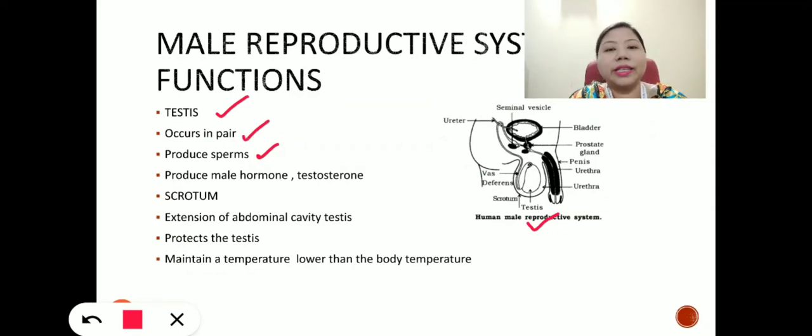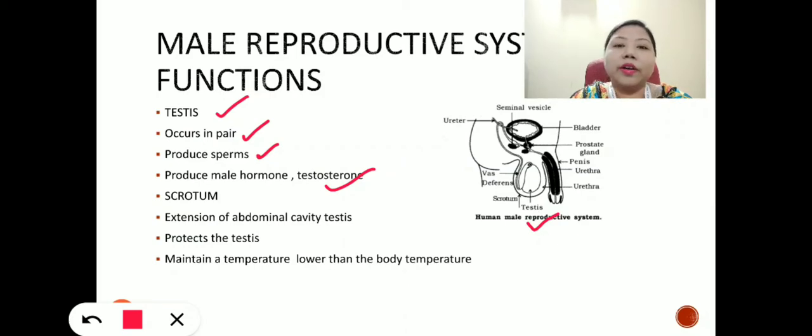That means two testes are present in males, and the two testes are located on either side of the penis. Another function of testes is to produce the male hormone called testosterone. So what is the function of testosterone? Testosterone is responsible for the development of secondary sexual characteristics. Say for example, when boys grow up, they begin to have beard, mustache. Yes, those are the secondary sexual characteristics.